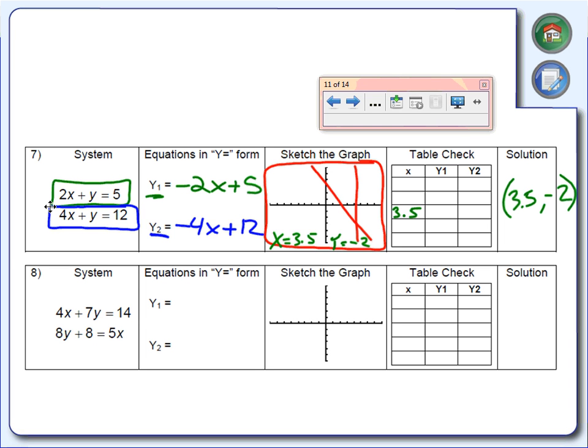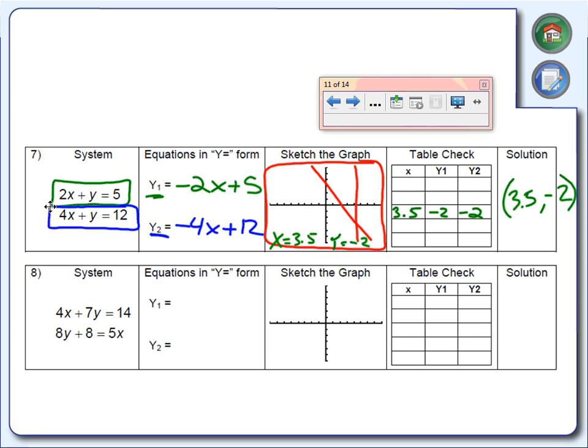I want you to find 3.5. And I want you to notice what's sitting right next to that 3.5. What do you see right next to that 3.5? Negative 2 and a negative 2. Why are there 2 y values? Well, because we typed in 2 equations. That's why you're seeing 2 y values. Wherever the 2 y values are exactly the same number, that's where we can find our point of intersection.